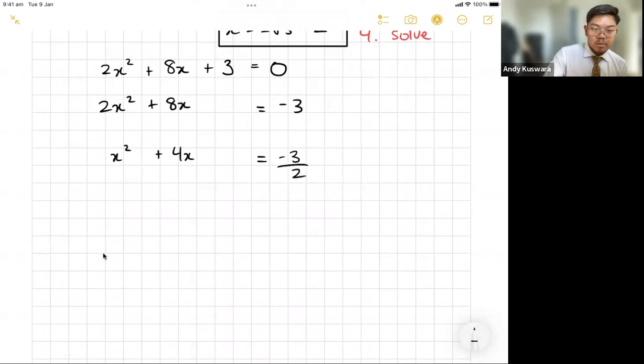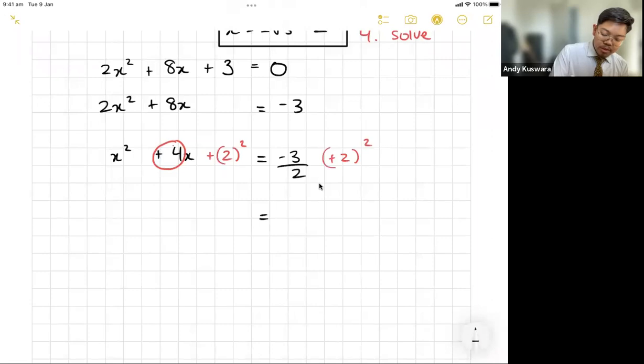Everything gets divided by 2. So 2x squared becomes x squared, 8x becomes 4x, and negative 3 becomes negative 3 on 2. I'm not going to worry about the fraction. Let's just keep going on. Now I'm going to halve it and square it. So I can see that there's my plus 4x. So I'm going to halve that, which is 2, and then I'm going to square it. So I'm going to plus 2 squared here, plus 2 squared there. And from here, if you remember, I'm going to factorize the left-hand side, which becomes x plus 2 squared.